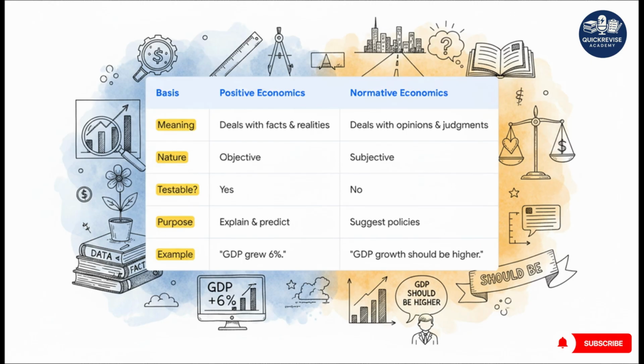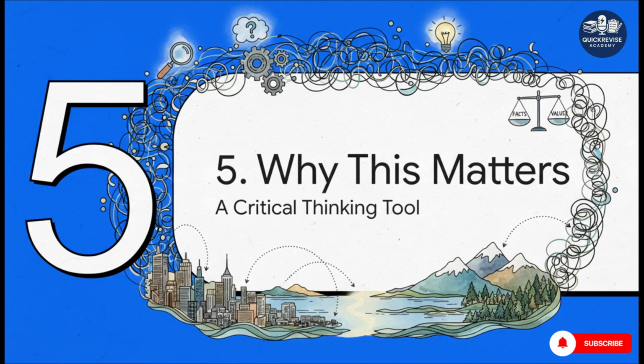The examples say it all, right? GDP grew 6%. That's a testable fact. GDP growth should be higher. That's a value-driven goal. So we get the difference. But why is it so important? This isn't just some dusty academic exercise. This is about handing you a brand new tool for critical thinking in the real world.